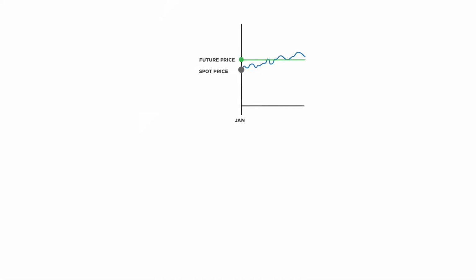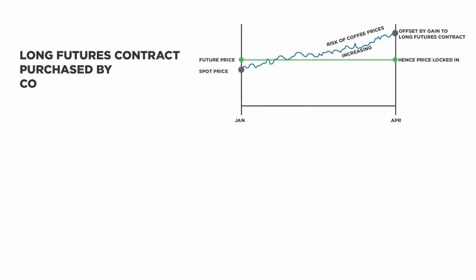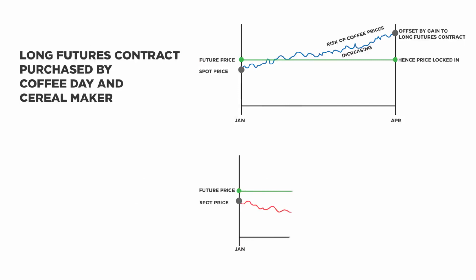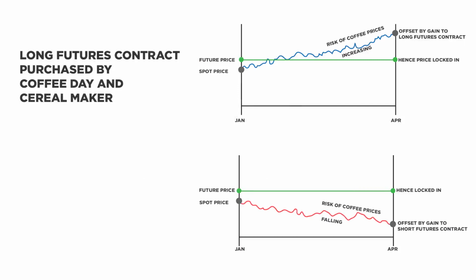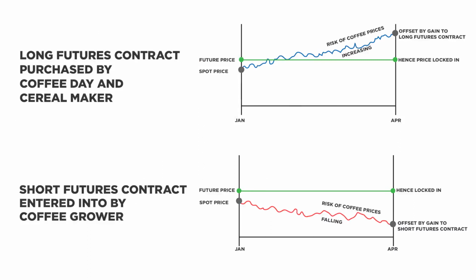Some terminology. The party agreeing to buy is called the long side of the contract, and the party agreeing to sell is called the short side of the contract.